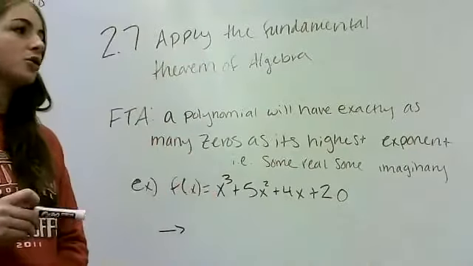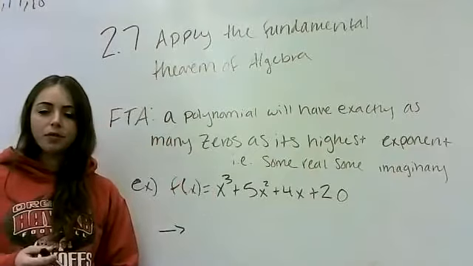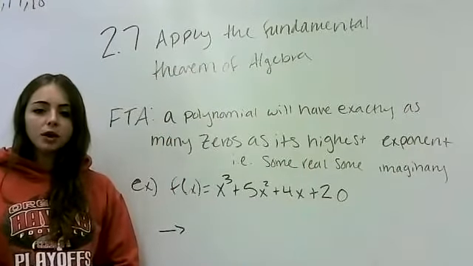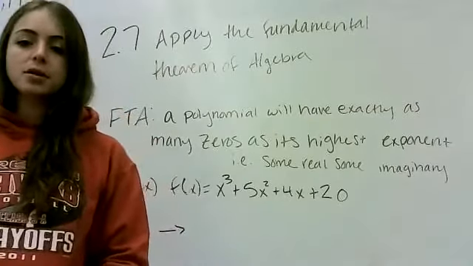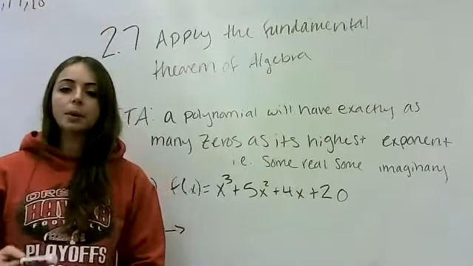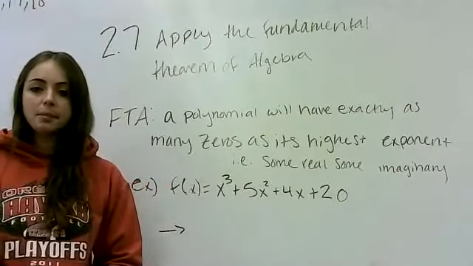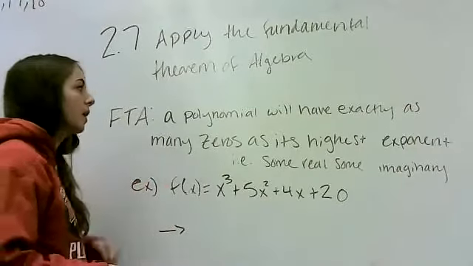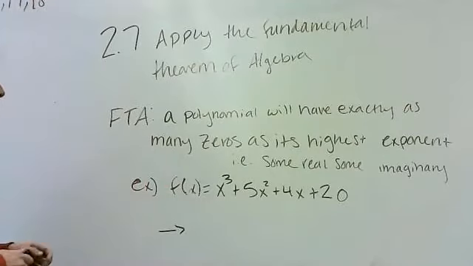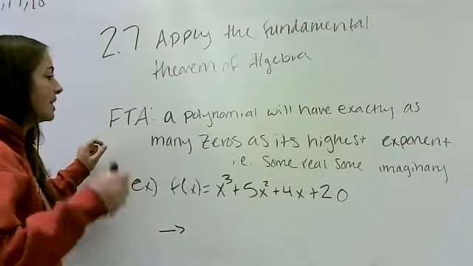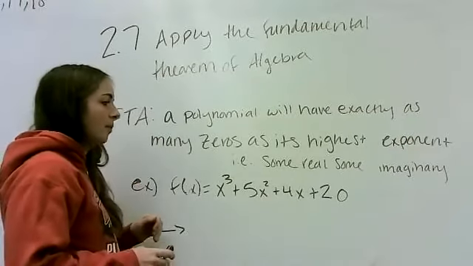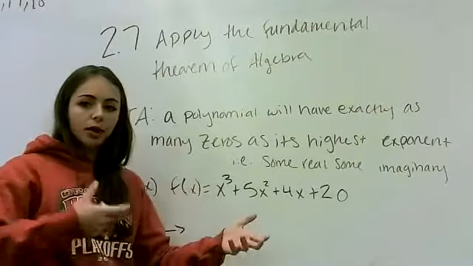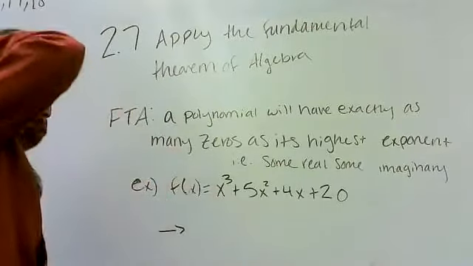So previously in 2.6 and any time before that, we were finding real zeros. So we weren't finding all the zeros because there are some points in time where we have complex zeros, meaning that there are imaginary zeros within our answer. So what the fundamental theorem of algebra states in accordance to our zeros is that a polynomial will have exactly as many zeros as its highest exponent. I.e., there's going to be some real, some imaginary in certain circumstances.